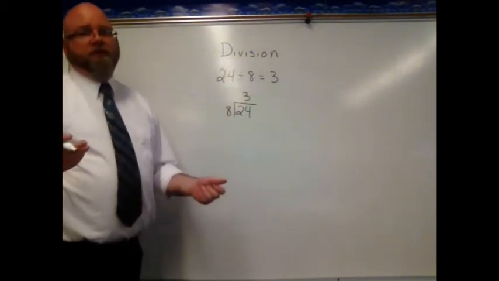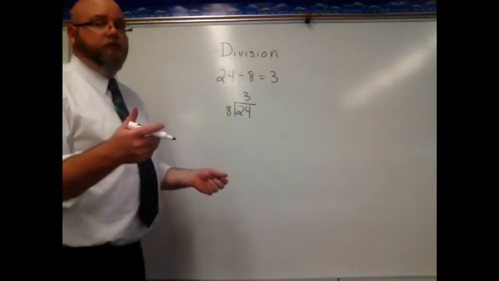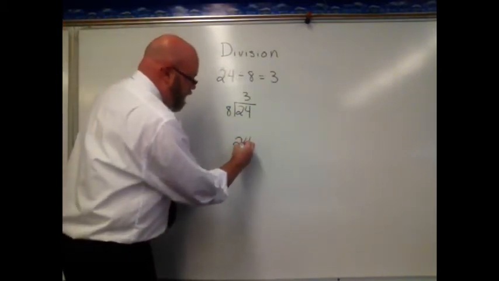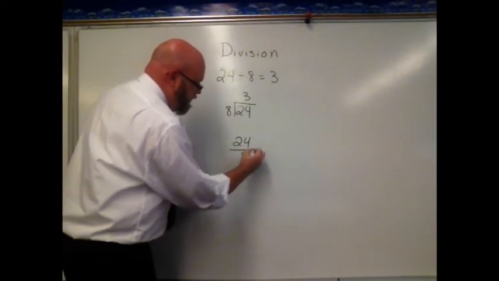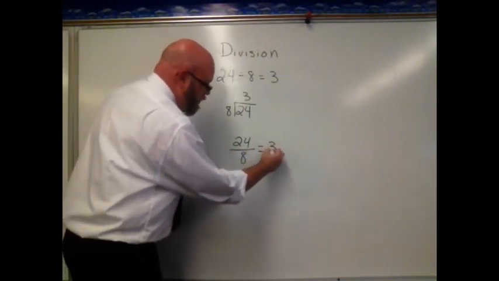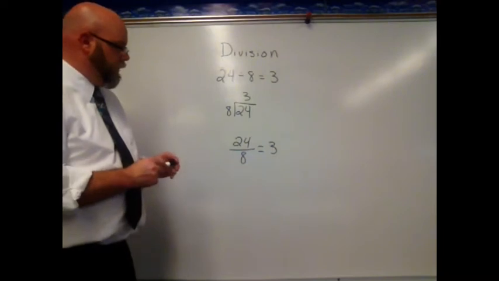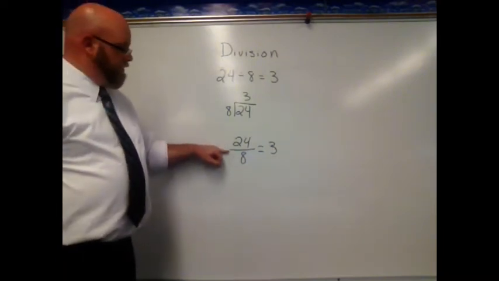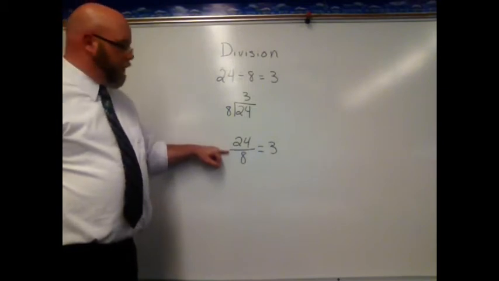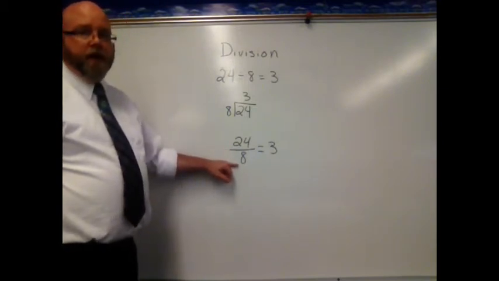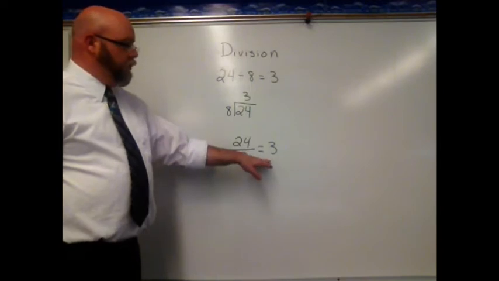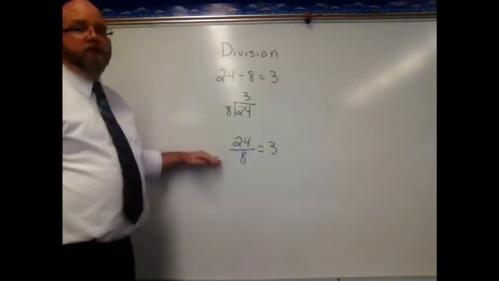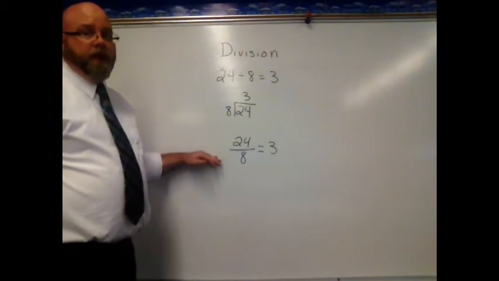The last way we can show a division problem is through fractions. 24 divided by 8 equals 3. Here we see the number that we're dividing on top, the division bar or fraction bar, the number we divide by, 8, and we see that it equals 3, the answer here. All 3 of these are ways that you will see division problems written out.